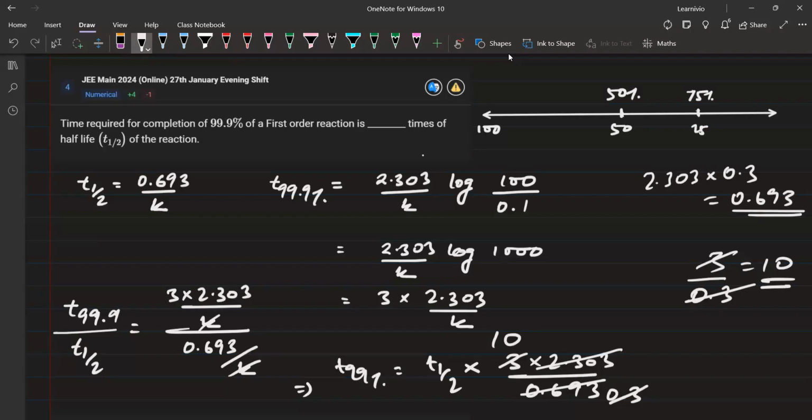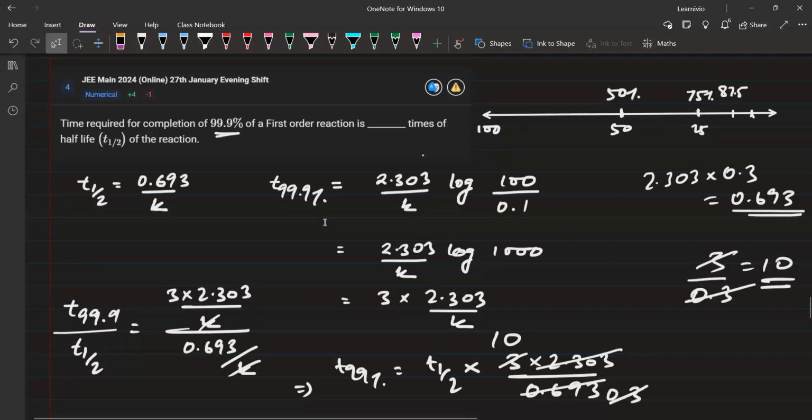After 75%, how much is remaining? 25% is remaining, so half of that gives 87.5, which again takes the same amount of time. After 87.5, 12.5 is remaining, so half will be 6 point something, and adding 6 gives about 93 to 94. Somewhere here, again 6% is remaining. Like this you have to continue, but 99.9% is very tough to find this way. But if they ask for 75%, you can easily tell that it is twice the time required for 50% completion. I think there is one question of this type also.